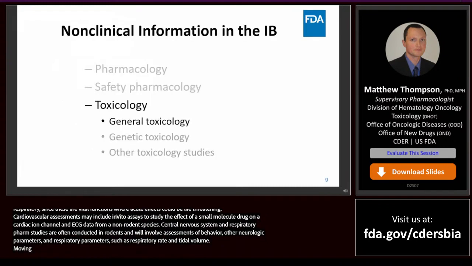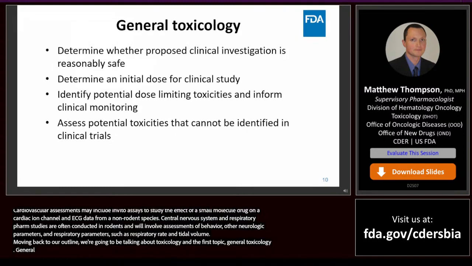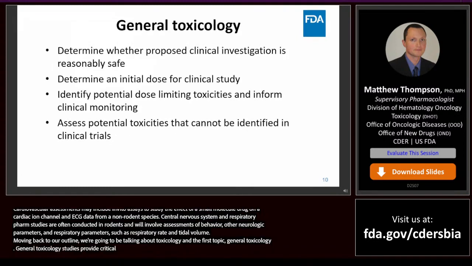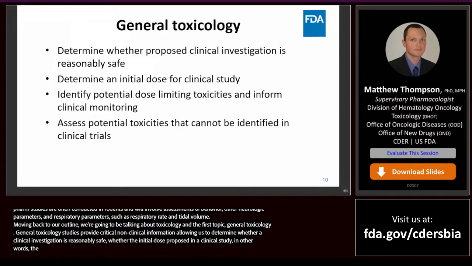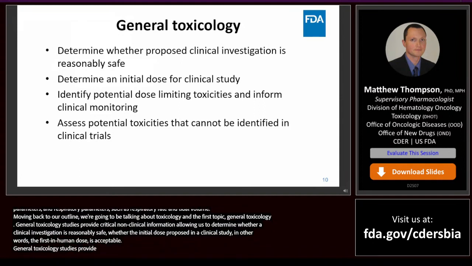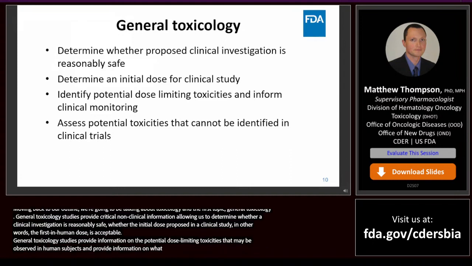Moving back to our outline, we're going to be talking about toxicology and the first topic, general toxicology. General toxicology studies provide critical non-clinical information, allowing us to determine whether a clinical investigation is reasonably safe, whether the initial dose proposed in a clinical study, in other words, the first-in-human dose, is acceptable. General toxicology studies provide information on the potential dose-limiting toxicities that may be observed in human subjects, and provide information on what to monitor for in the clinic.